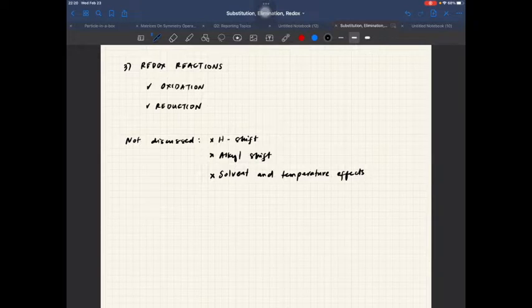Take note that the following aspects are not discussed in this video lecture as they are part of advanced organic chemistry lessons. Those aspects are alkyl shifts in E1 and Sn1 reactions. We also have hydride shifts, and finally solvent and temperature effects for competing elimination and substitution reactions.